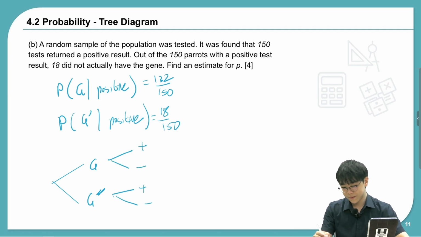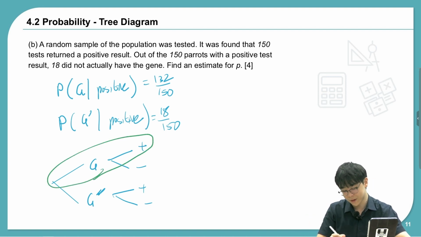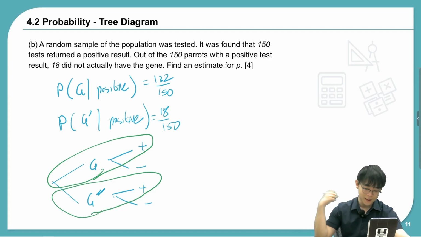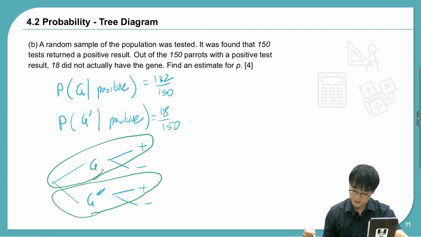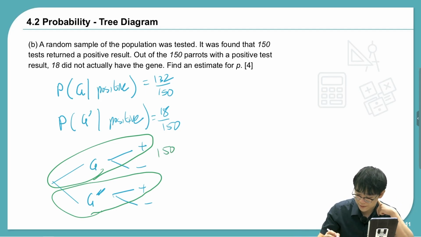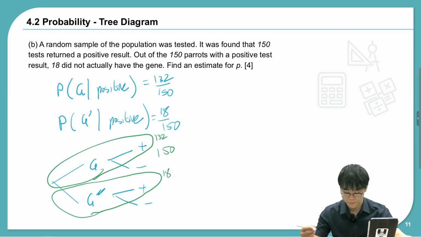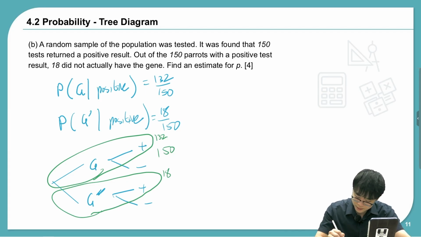So what happened is, just assume this is what happened, right? We got a positive result, and the parrot either has the gene and got a correct positive, or it doesn't have the gene and we got an incorrect result, a false positive. So this is 150 parrots, and this was 132, this was 18, right? So this is what it's looking like, and we're looking for P. So we're saying that this is P, 1 minus P, this is 0.95, and this is 0.02.